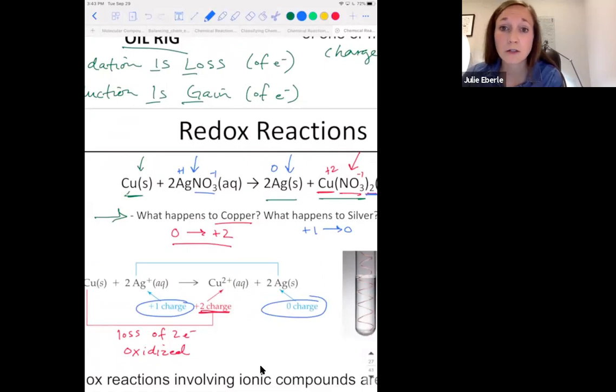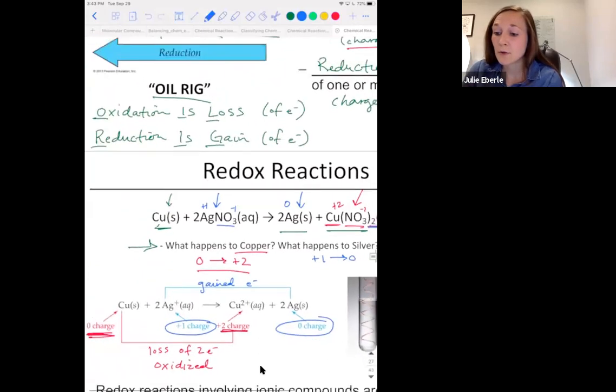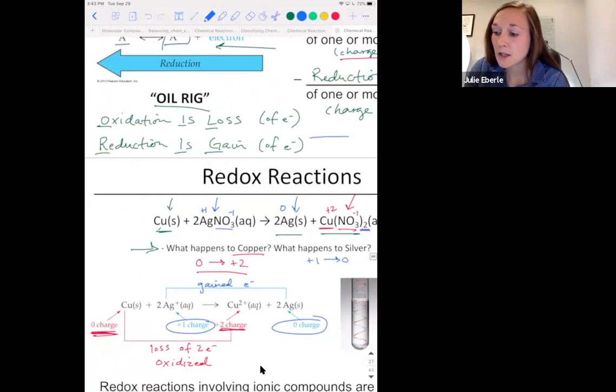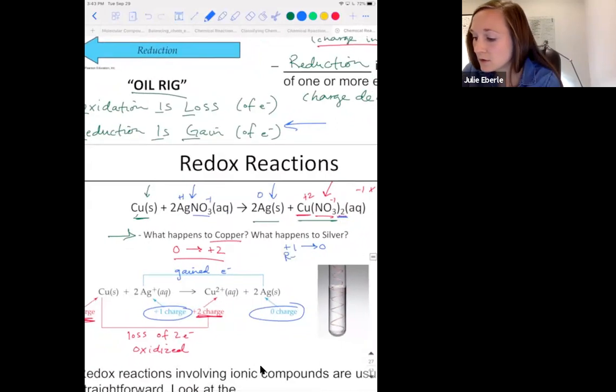So the question is, did silver gain or lose electrons? Meredith said gain. Dallas said gain. Yes. So if you gain electrons, remember, oil rig, reduction is the gain of electrons. So what happened to silver? It was reduced.